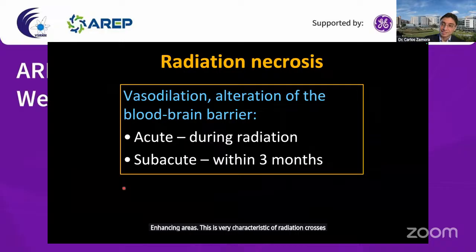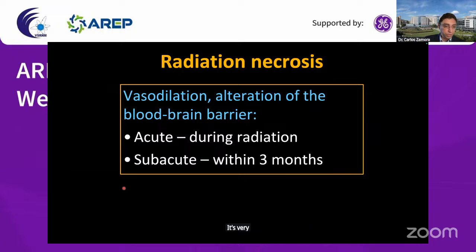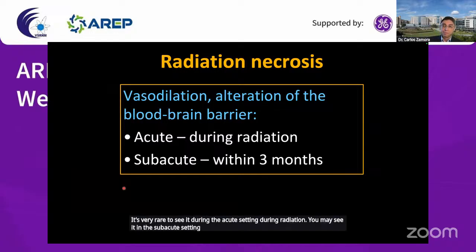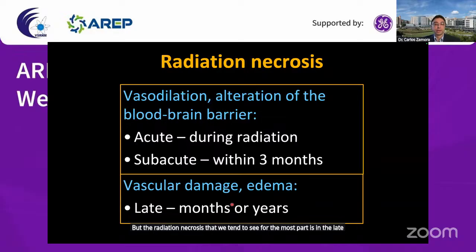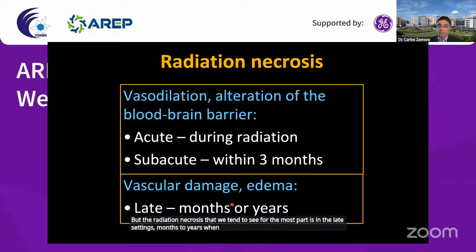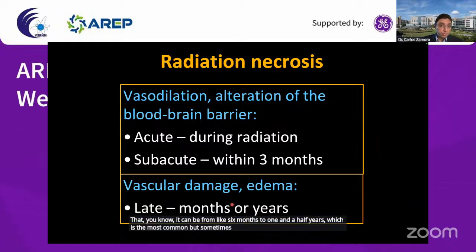Radiation necrosis, you might see it in different stages during treatment, during radiation. It's very rare to see it during the acute setting, during radiation. You may see it in the subacute setting within 3 months, but the radiation necrosis that we tend to see for the most part is in the late settings, months to years, when there's vascular damage and edema due to capillary transudation. That it can be from like 6 months to 1.5 years, which is the most common, but sometimes even two, three, or even more years after the original radiation.